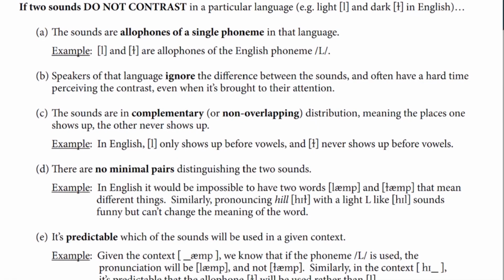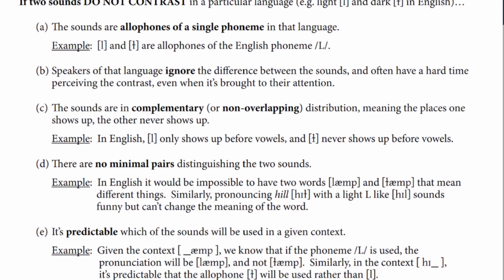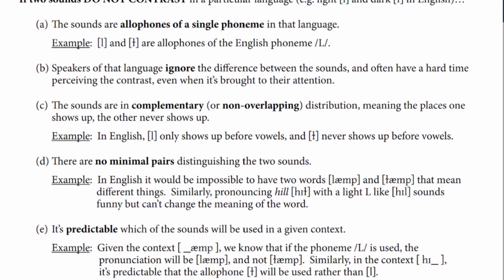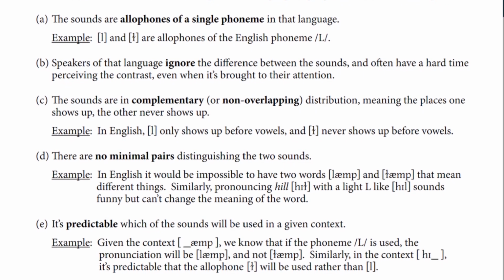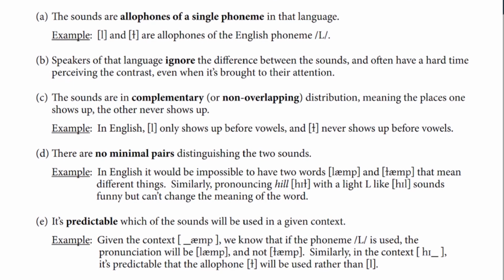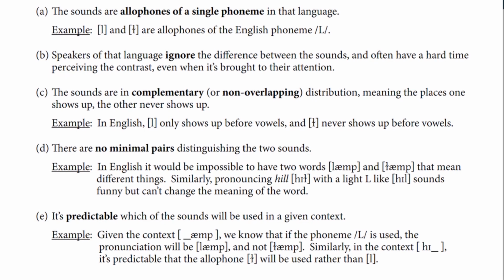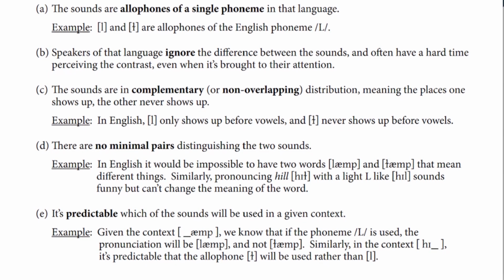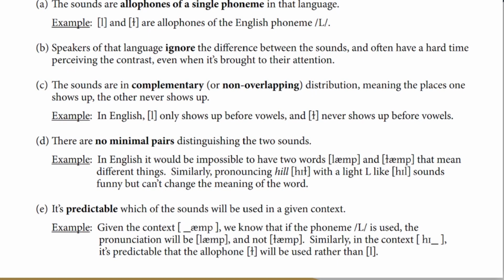But that can only happen if they never conflict with each other, and they happen with relatively the same frequency, right? As it says on the right, they're allophones of a single phoneme if the speakers of that language ignore the difference between the sounds, if the sounds are complementary or non-overlapping, there are no minimal pairs that distinguish the two sounds, and it's predictable which of the sounds will be used in a given context. So there is a definitive answer, and it's just go with it.